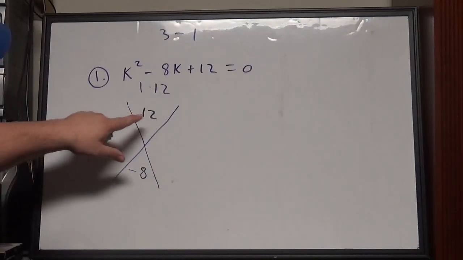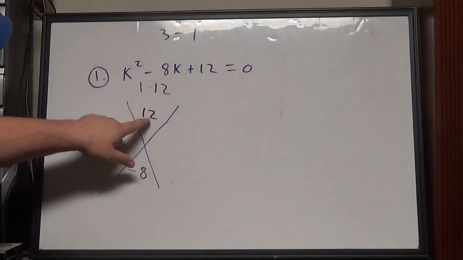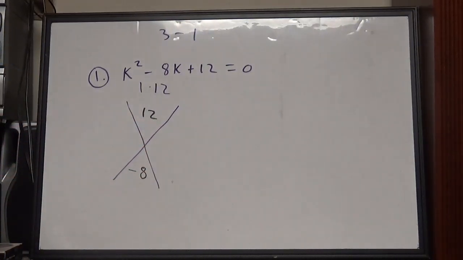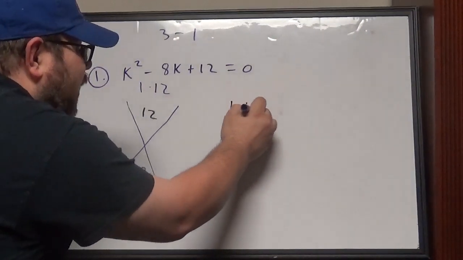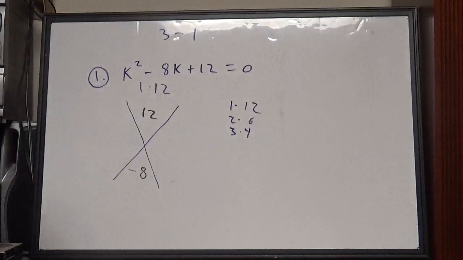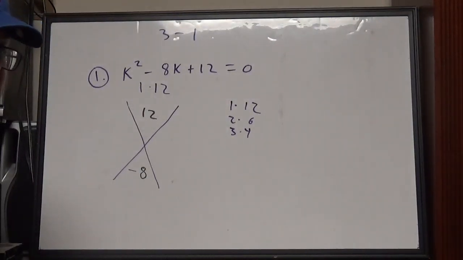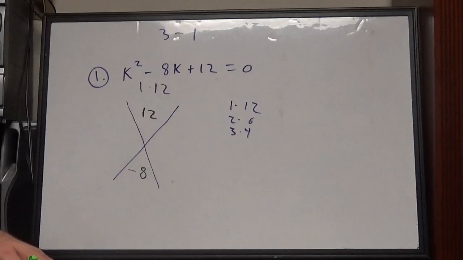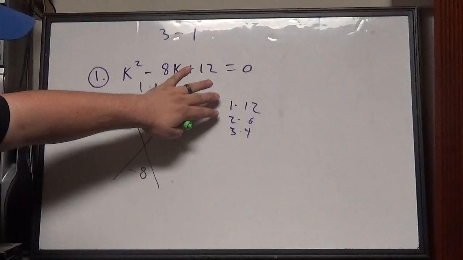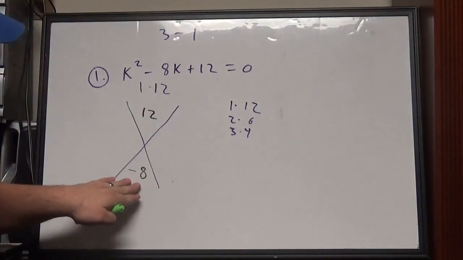Okay, now we're going to find the numbers that multiply to make 12 and add to make -8. To make 12, we could have the following combinations: 1 times 12, 2 times 6, and 3 times 4. 1 plus 12 would give us 13. Now let me back up a second. These are factors. Now we want to add and see which one gives us -8.